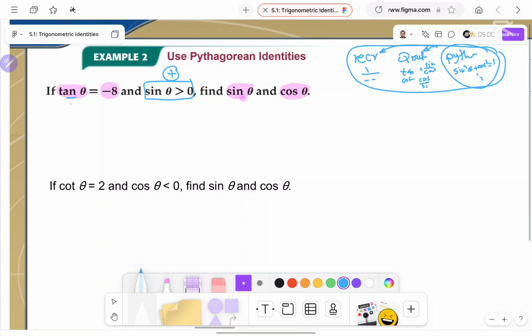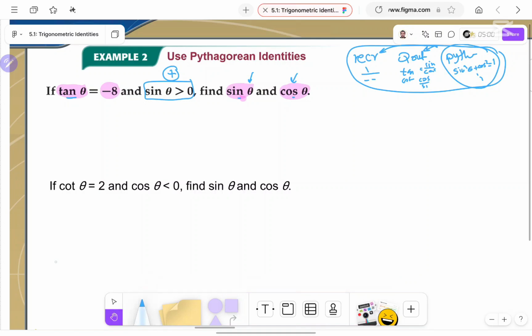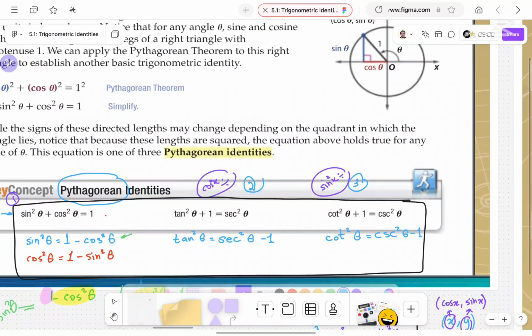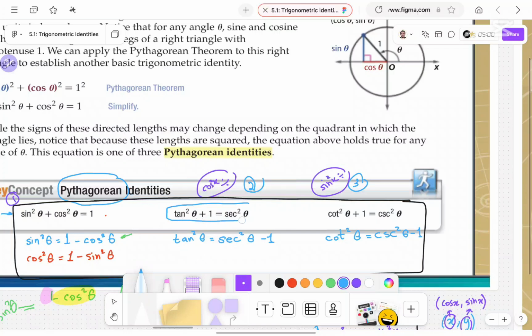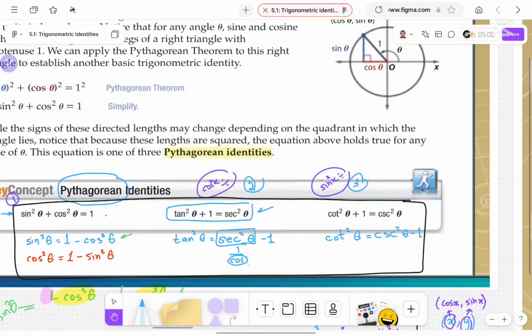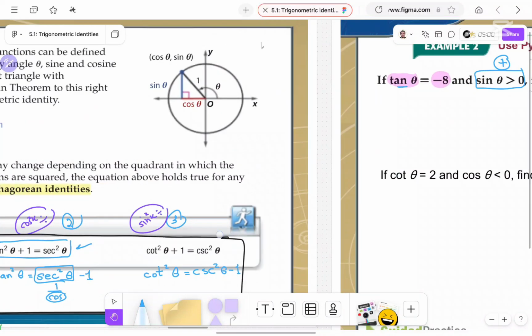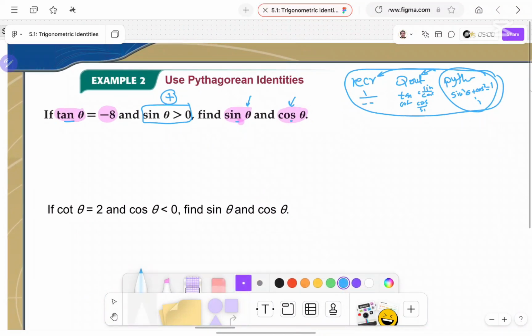Now, tan is given and I need to find sine and cosine. Which identity can help me find cosine or sine? If we go back to the identities, the tan identity gives me tan squared plus 1 equals secant squared. I know that secant is the reciprocal of cosine. So if I use this one, I can find cosine, and if I find cosine, I can find sine using the quotient identity. Okay, let's see how we can do it.